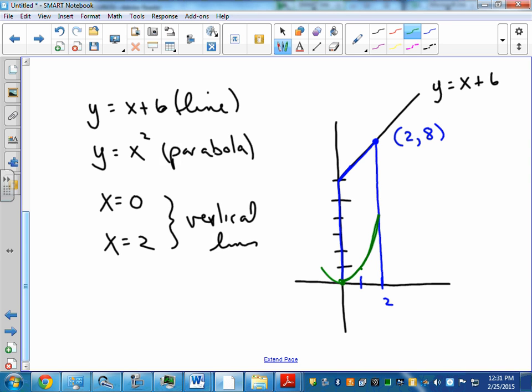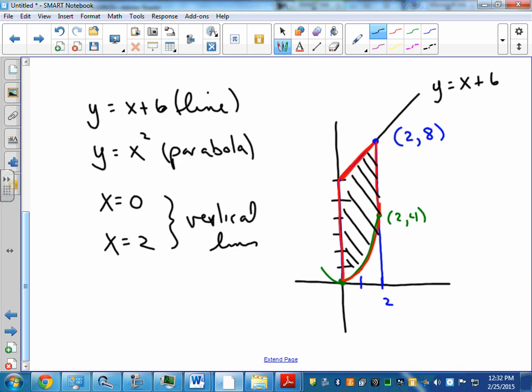Okay, so this is the origin. There's 1, 1. This is the ordered pair, 2 comma 4. And the region is bounded above by the line, below by the parabola, on the left by x is equal to 0, and on the right by x is equal to 2. And the idea is to find the area of this region.